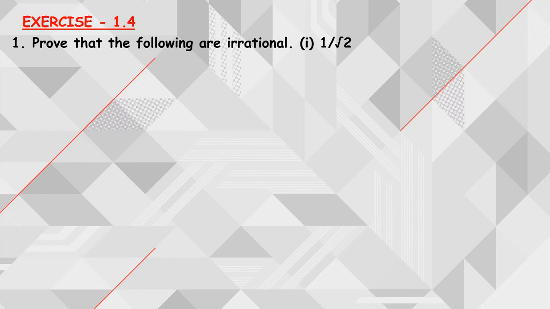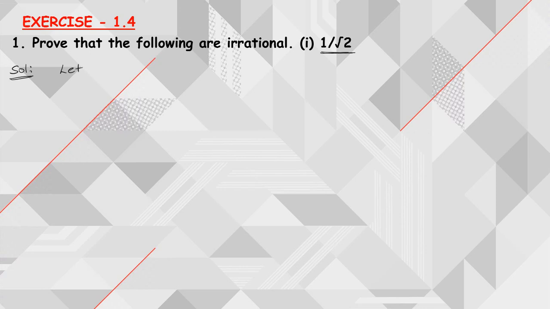In this video I am going to discuss the problems of exercise number 1.4, which is related to irrational numbers. The first question: prove that the following are irrationals. We need to prove that 1 by root 2 is irrational. First of all, we are going to consider the contradiction method.